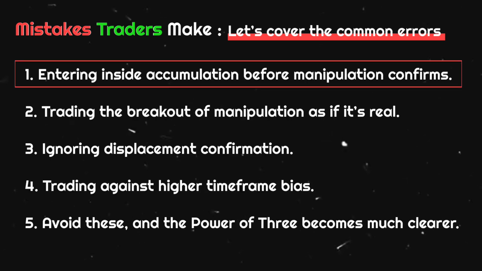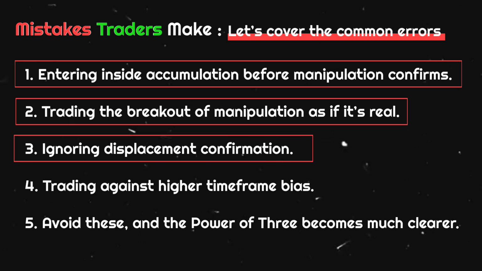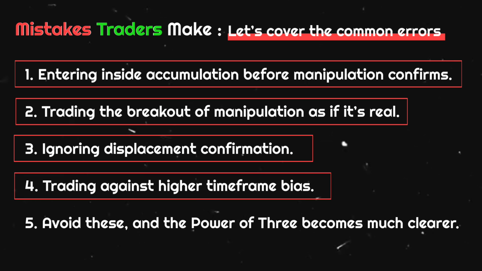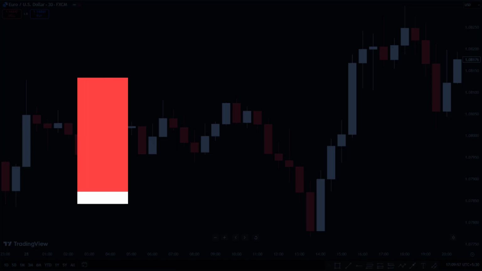Mistakes traders make. Let's cover the common errors. Entering inside accumulation before manipulation confirms. Trading the breakout of manipulation as if it's real. Ignoring displacement confirmation. Trading against higher timeframe bias. Avoid these and the power of three becomes much clearer.